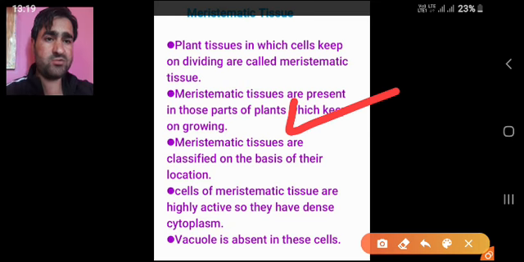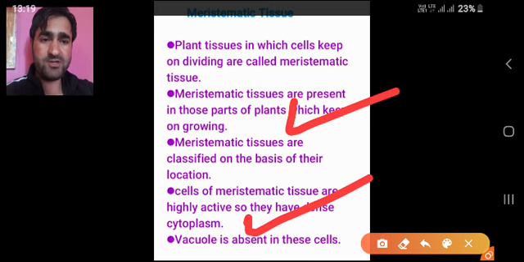Cells of meristematic tissue are highly active, so they have dense cytoplasm, because they have very high power of division. They are very capable of dividing. They are very small cells. The cell wall is extremely thin, and there are no intercellular spaces. Even the vacuole is absent in these cells. So these are the dividing cells in a plant body, or the meristematic cells or the meristematic tissue. It helps us in the growth of the plant body.